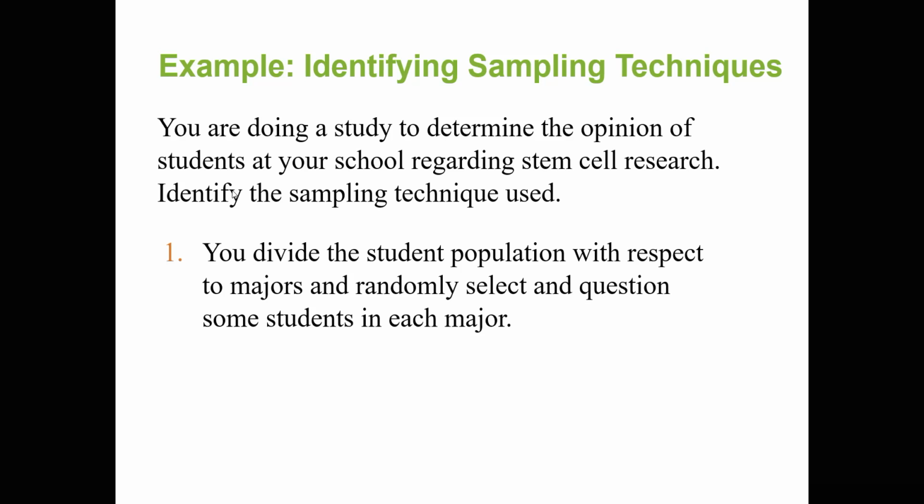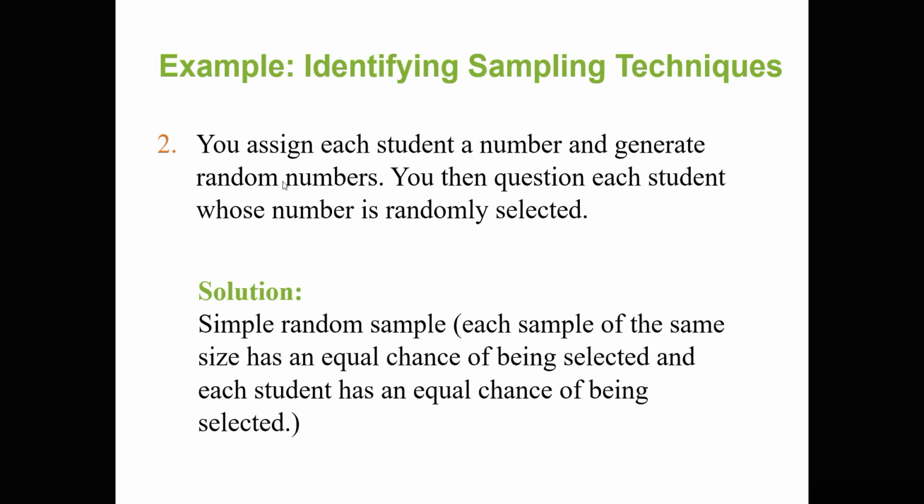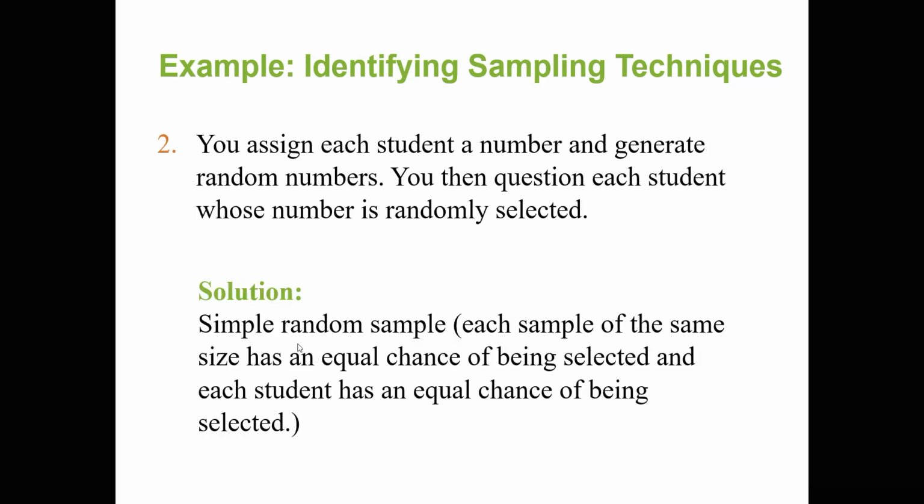Now let's take the examples here to identify the different ways of choosing your sample. You divide the student population with respect to majors and randomly select and question some students in each major. So you've had your population, you've put them in different majors, and then you randomly choose. We've seen that as the stratified sampling approach. The next one is you assign each student a number and generate random numbers. You then question each student whose number is randomly selected. So here you are dealing with simple random sample. This is typical of it.